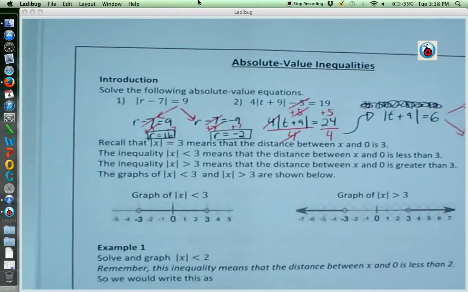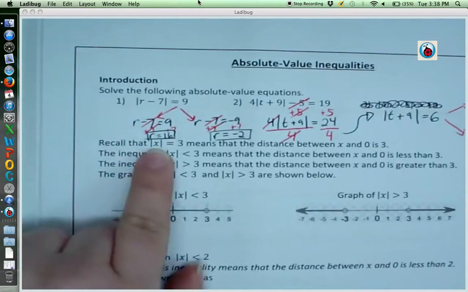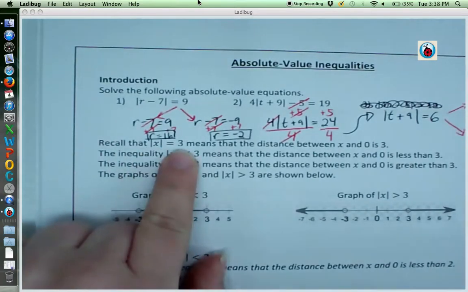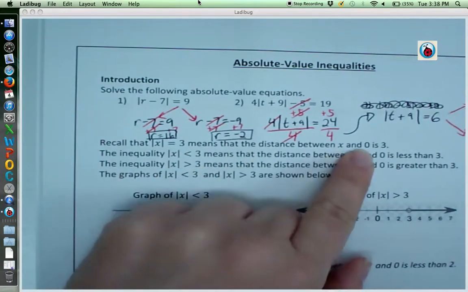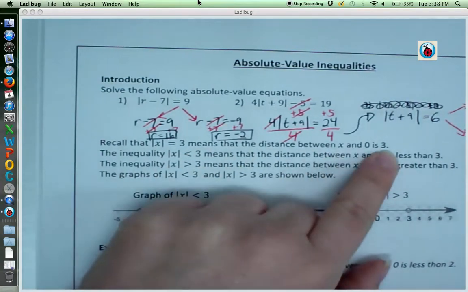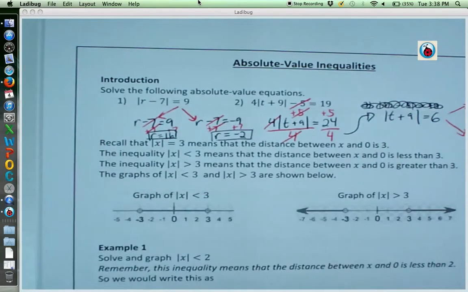All right, so just some reminders here. Recall that the absolute value of some number equals 3 means that the distance between that number and 0 is 3. That has some implications for inequalities.